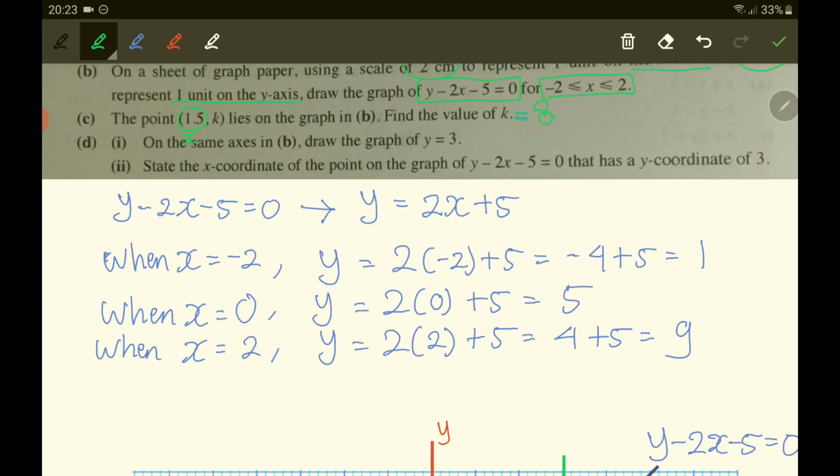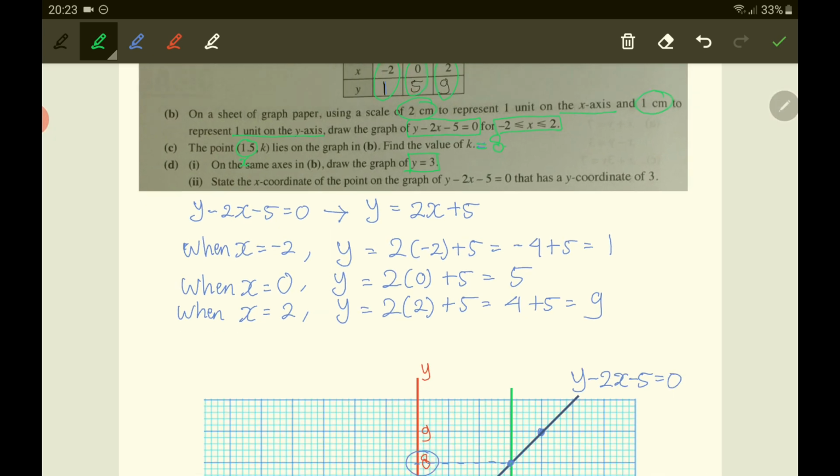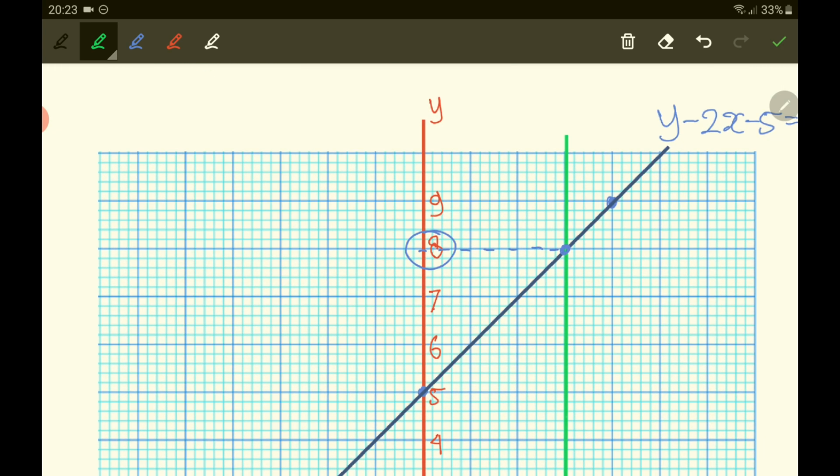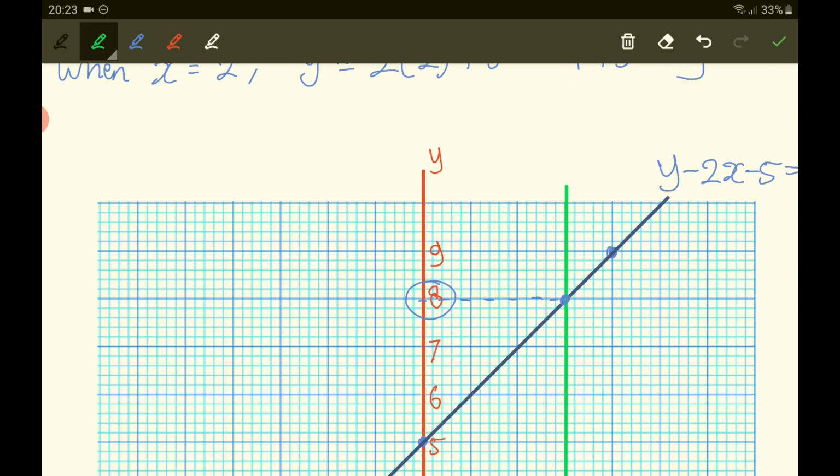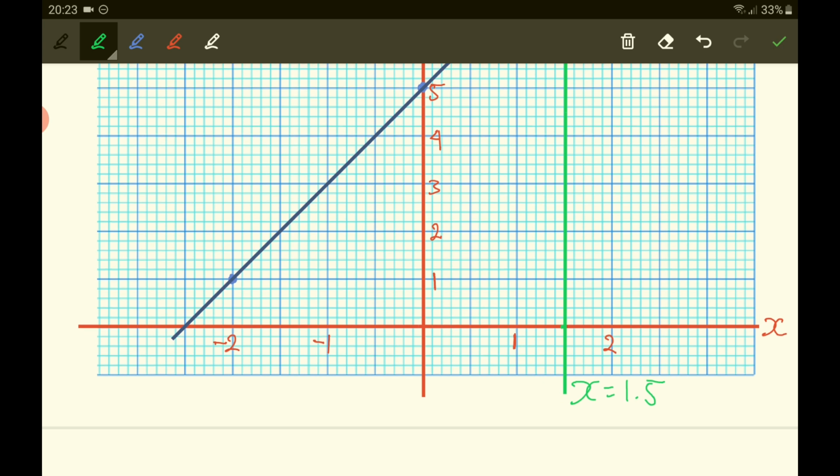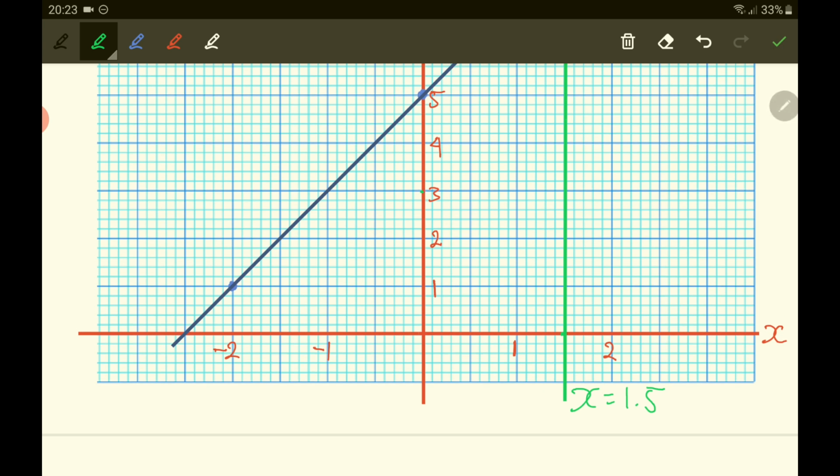And then now the D part. On the same axis in B, draw the graph of y equal to 3. So we need to draw a line here, y equal to 3. If you want to draw y equal to 3, you just need to look at the y-axis and look at where is 3. So this is the point, y equal to 3.